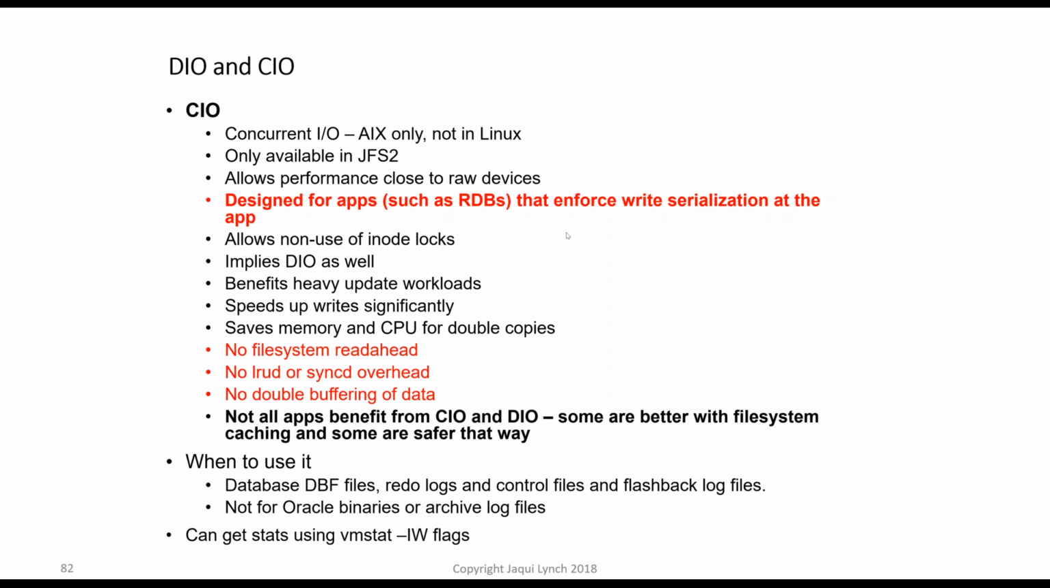However, you have to be using it with an application that enforces write serialization at the application, because basically it does not lock the inode during writes. So if the inode's not locked during writes, then two people could write to the same thing and break it. So that's why you typically only use concurrent IO where an application understands concurrent IO.